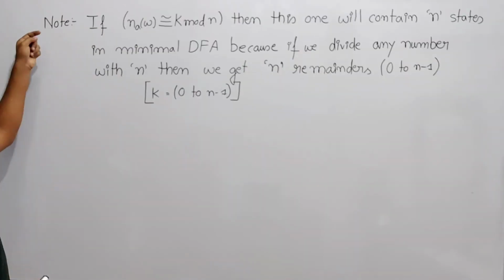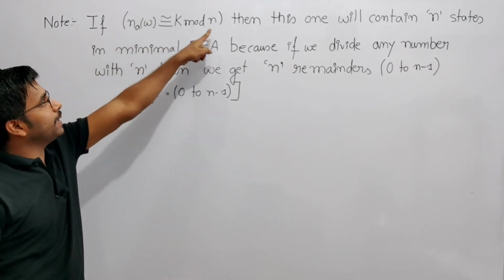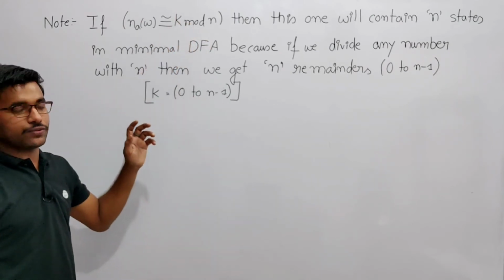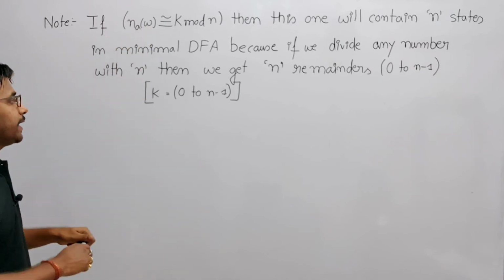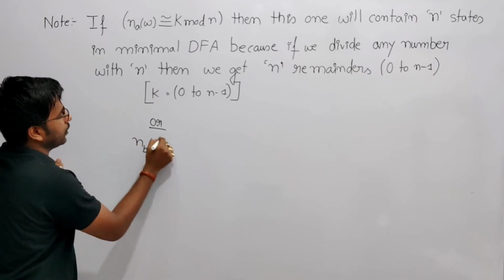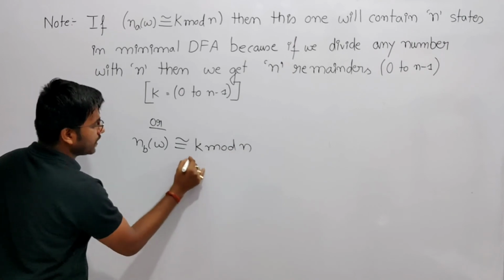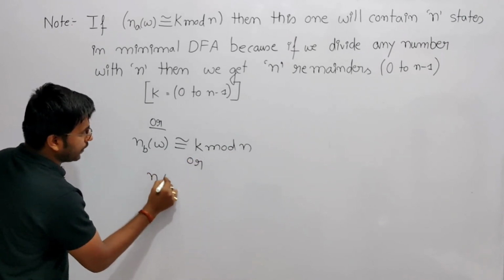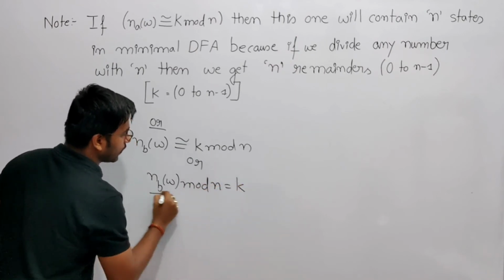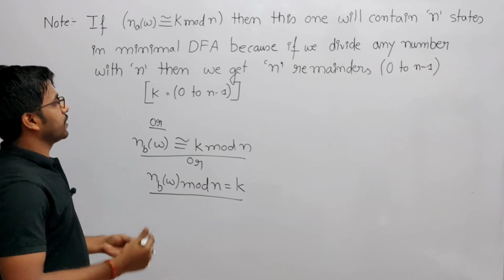So please write this note: if the number of a in w divided by n, then the remainder should be k, meaning k should be from 0 to n minus 1. Number of a or number of b. I can even change this, as this is also applicable if the number of b in w is congruent to k mod n. So we have seen that it is equivalent to this. Don't get confused between these two, because GATE uses both terms. Sometimes they represent it by this, sometimes they use this representation.